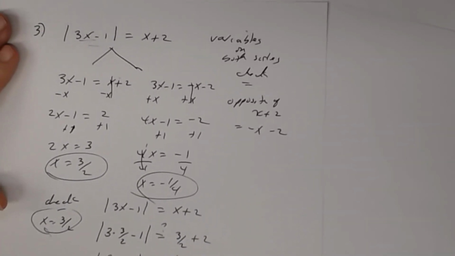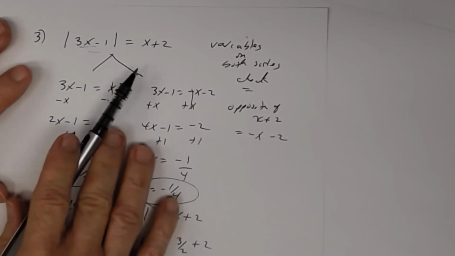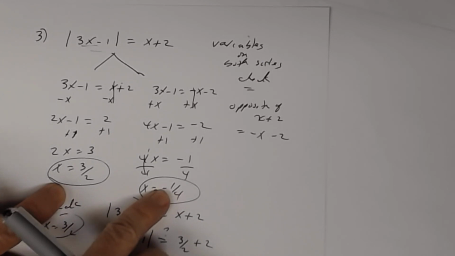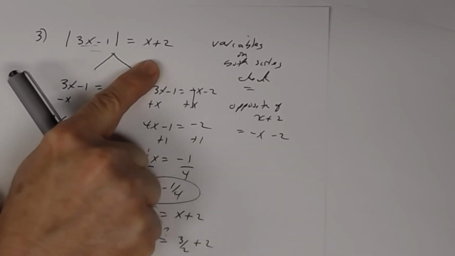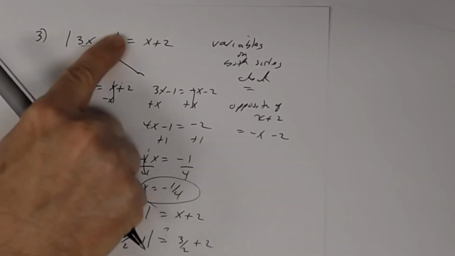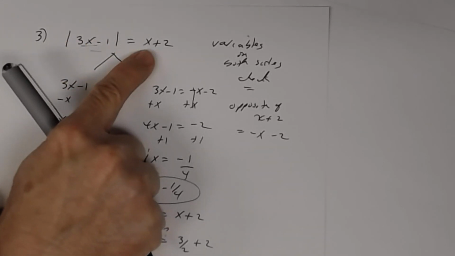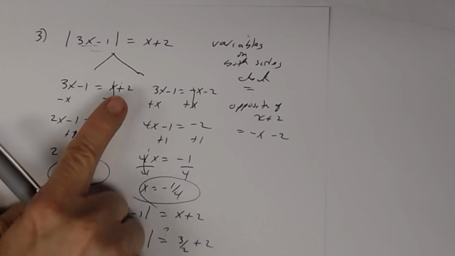Now the reason why, just to remind you, the reason why you have to check this is because one of these numbers could have made this side negative, and the absolute value of a number is always positive or 0, and a positive number is never negative, and a 0 is never negative. So that's why you have to check.